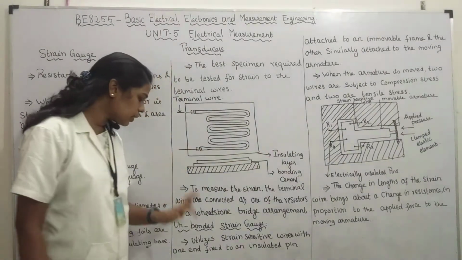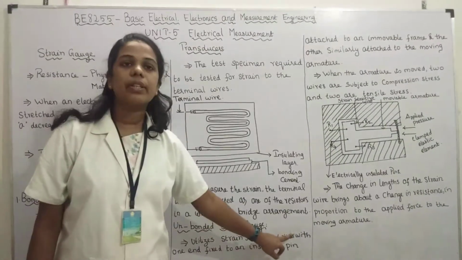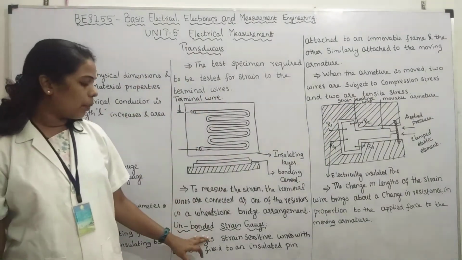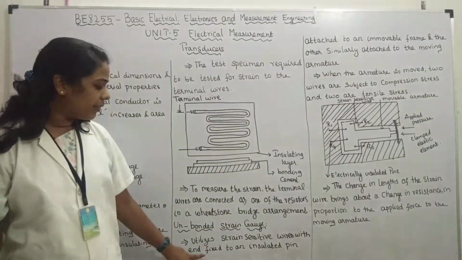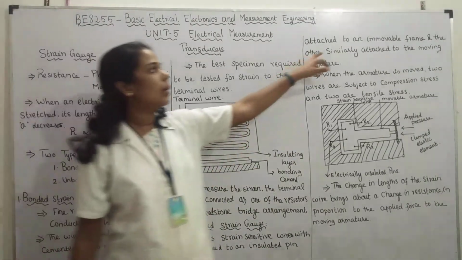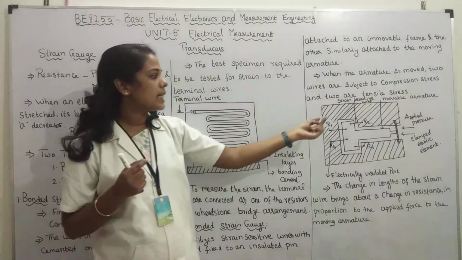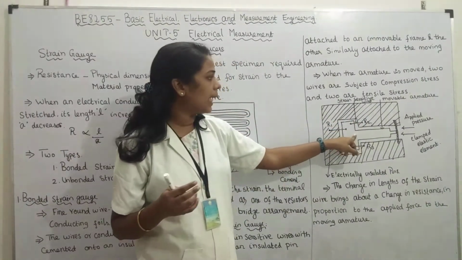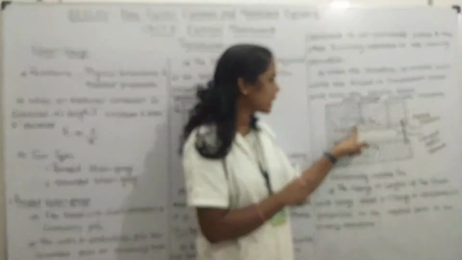This unbonded strain gauge utilizes strain sensitive wires with one end fixed to an insulated pin and to an immovable frame, and the other end similarly attached to the moving armature. So one end is connected to the movable armature and the other end is connected to the immovable frame. Do you understand?